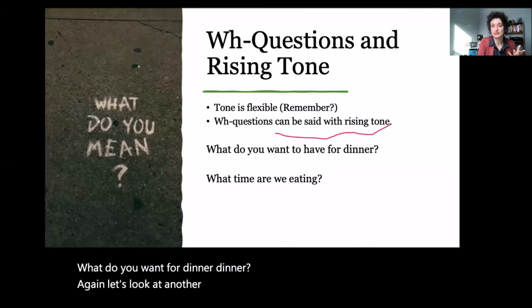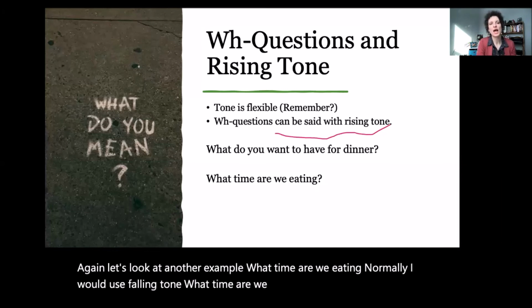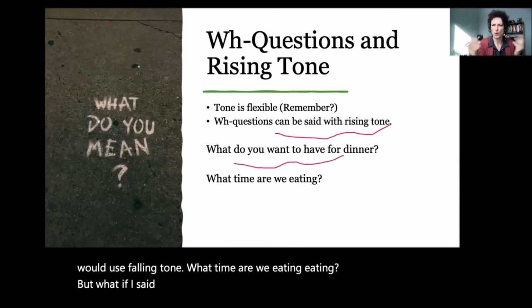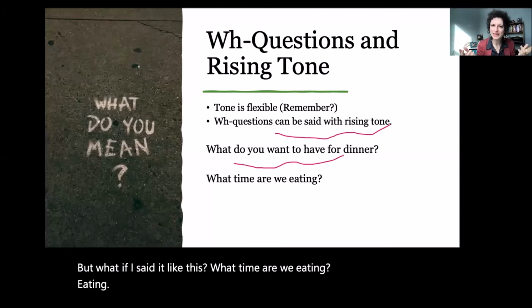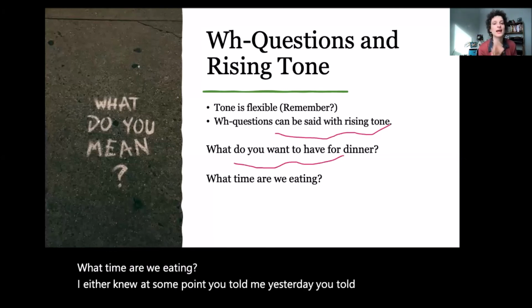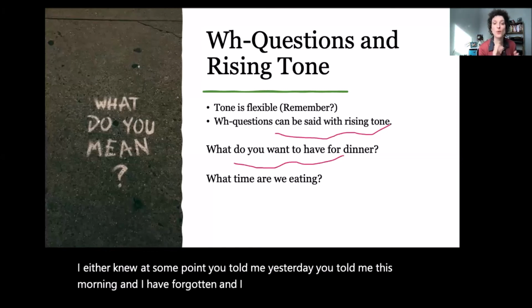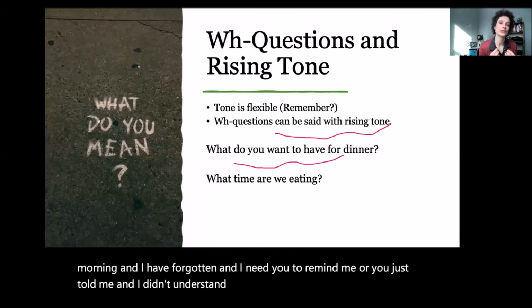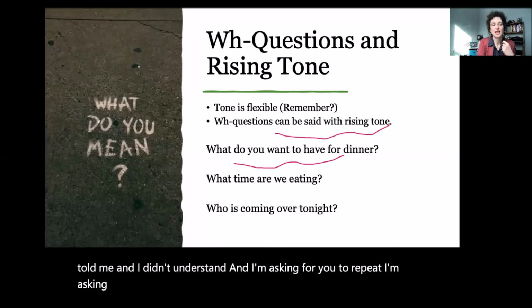What time are we eating? Normally, I would use falling tone. What time are we eating? But what if I said it like this? What time are we eating? Eating? Again, I either knew at some point, you told me yesterday, you told me this morning, and I have forgotten and I need you to remind me, or you just told me and I didn't understand, and I'm asking for you to repeat. I'm asking for clarification.